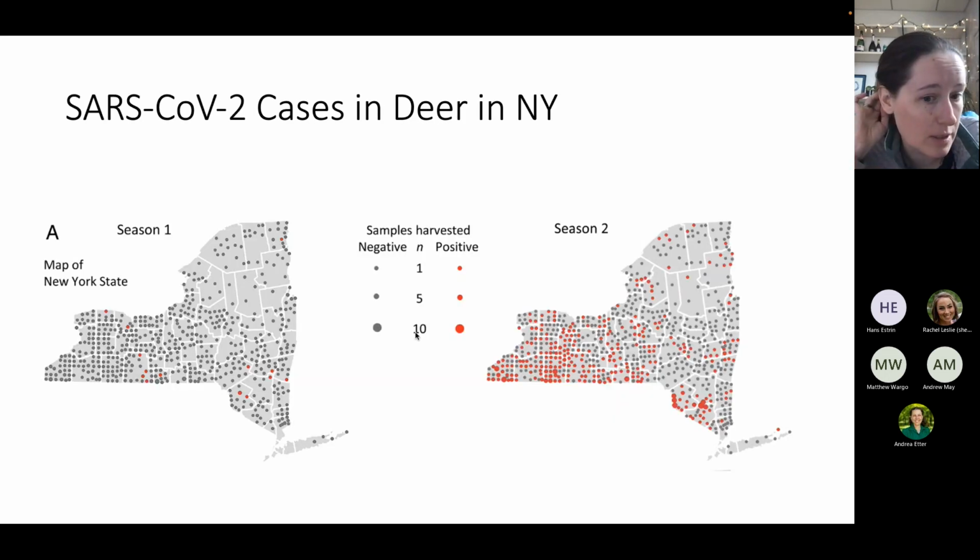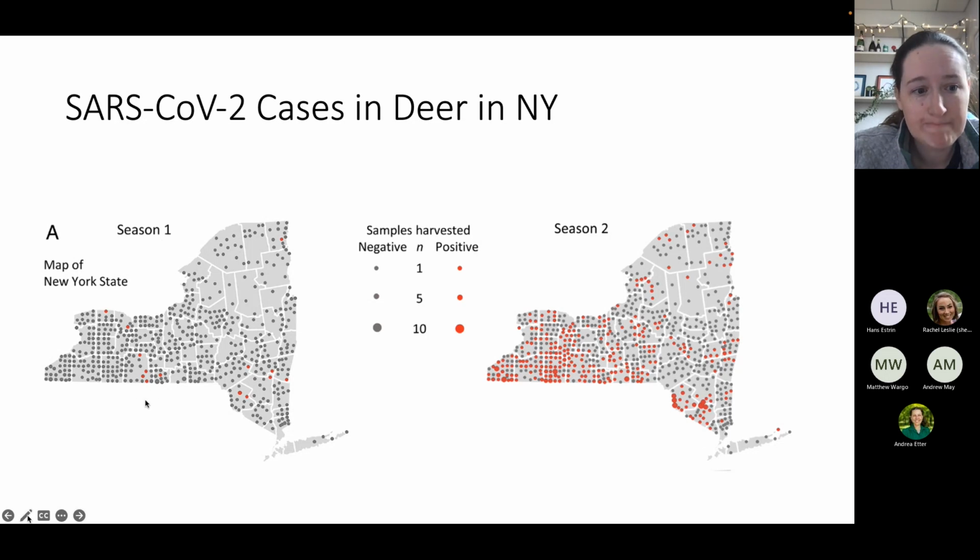And if you look here, this is a beautiful paper that just came out. Sorry, I don't have the citation on here, which I should. And if anyone's interested about it, I can send it to you. It was a lovely paper that just came out looking at the prevalence of SARS-CoV-2 in deer in New York State. And here is season 1, which I believe is the 2020 to 2021 season.